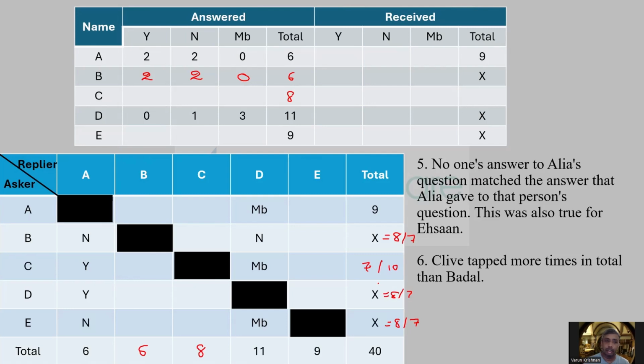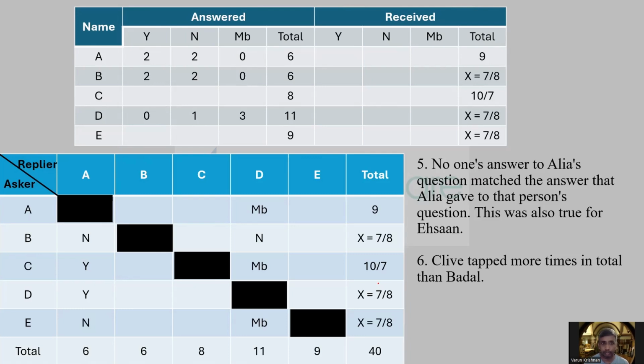With this understanding, let's concretize this as well. Next, let's look at clue number 5. 5 says no one's answer to Alia's question matched the answer that Alia gave to that person's question. Let's first focus on this. It means that if Alia has given a particular reply to one person, that person cannot give the same reply to Alia. For example, Alia has replied no to Badal. So Badal cannot reply no to Alia, which means he can only reply with yes or maybe.